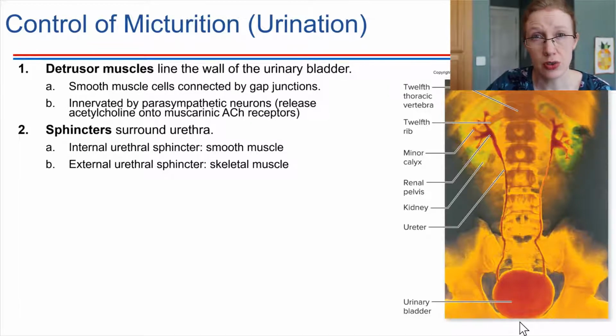So there are actually two sphincters. One of them, the internal sphincter, is also smooth muscle. So that one is under control of the autonomic nervous system. But we also have an external sphincter, and that one is skeletal muscle. So that's the sphincter that we have voluntary control over.